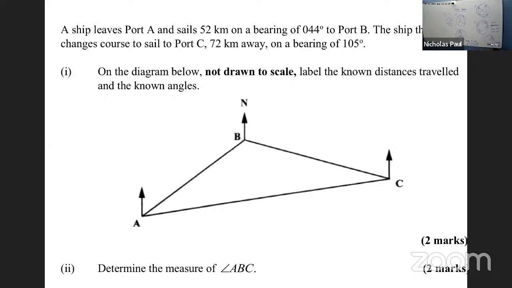Right, so we're going to have to become somebody to help me with the diagram. Yeah, a few minutes.